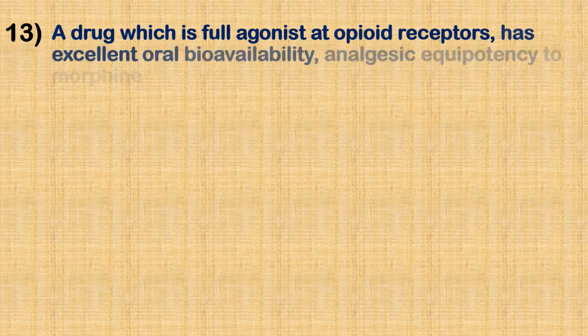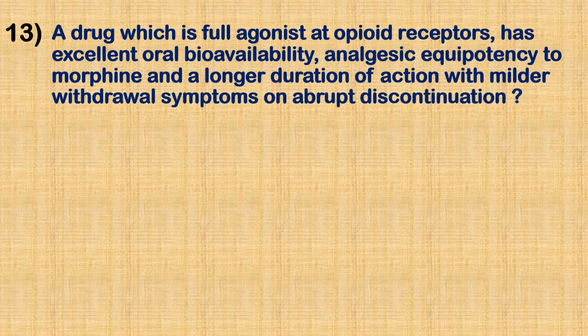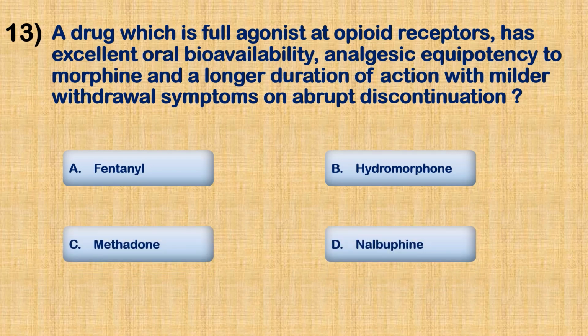So next question, question number 13. A drug which is a full agonist at opioid receptor has excellent oral bioavailability, analgesic equipotency to morphine, and a long duration of action with milder withdrawal syndrome on abrupt discontinuation. Options are option A, fentanyl, option B, hydromorphone, option C, methadone, and option D, nalbuphine. Here the correct answer is option C, methadone.